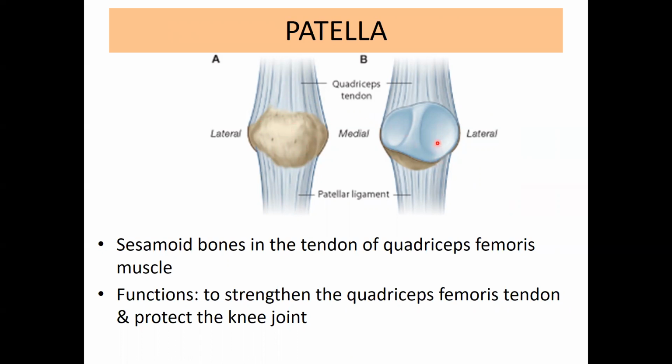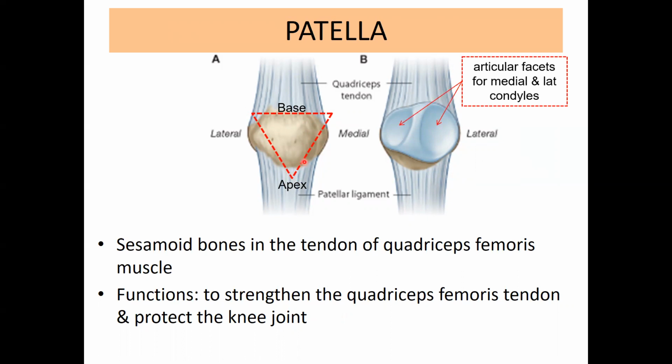Okay, posteriorly, this is the posterior surface of the patella. You can see this is the articular surface that articulates with the distal end of femur. The function of the patella bone is to strengthen the quadriceps femoris tendon and to protect the knee joint. Each patella has a base at its superior part and apex at its inferior part. This is the articular facets for medial and lateral condyles of the distal end of femur.